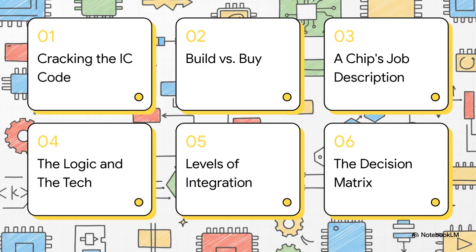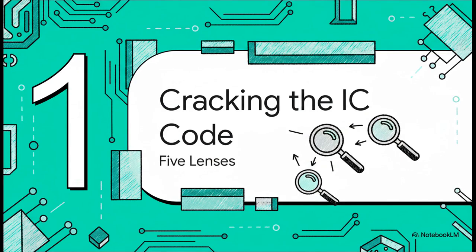We're going to walk through the 5 critical ways engineers classify any integrated circuit, and that's all going to lead up to our final step, building a solid framework for making those decisions. Think of this as your secret decoder ring. Instead of seeing an endless list of part numbers, you're going to start to see a clear system, a way to understand what each component is and where it fits into the grand scheme of your design.